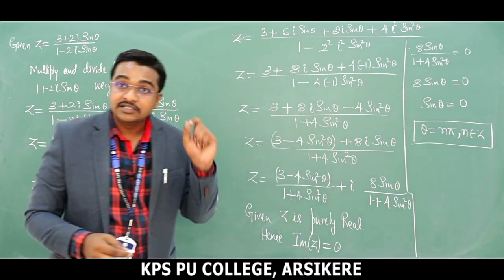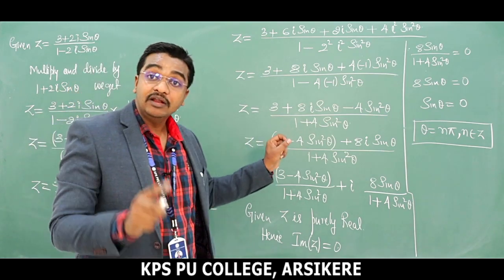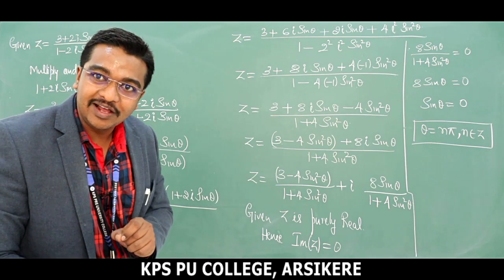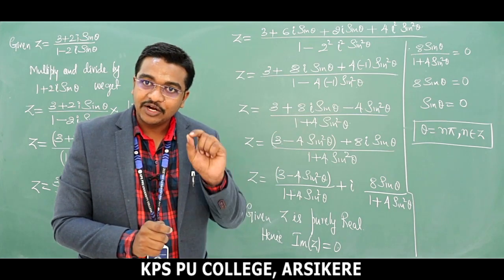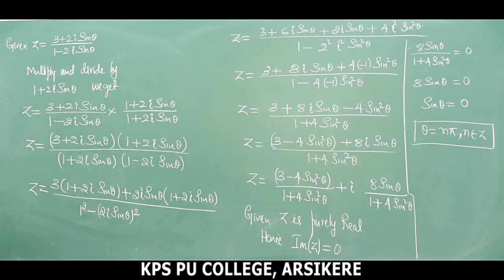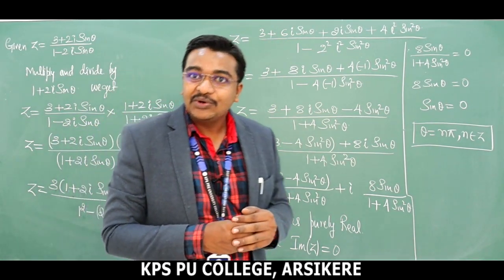Understood, children? This is the required theta value. Is it clear? Here the given complex number is purely what? Real. So purely real means the imaginary part becomes 0. Take a pause and note down everything I have written here. Just observe here. So what you obtain is theta is equal to n pi.